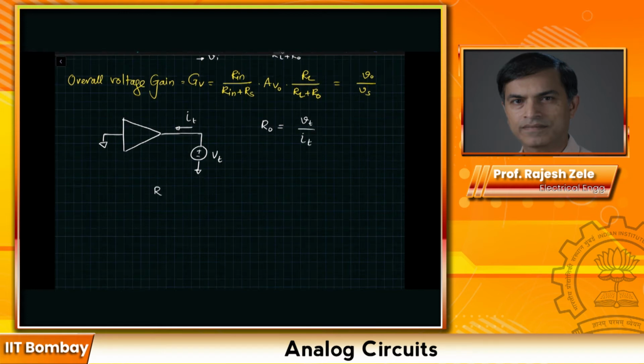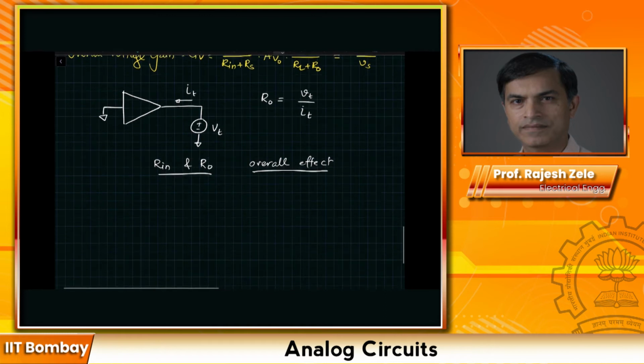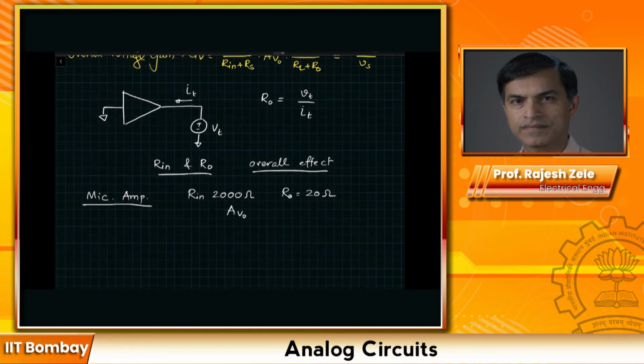So Rin and RO are going to have an important effect on the overall gain, and we should never miss them. Let me go through an example with you so that you will understand the importance of these parameters. Let's say we have a microphone amplifier with Rin of 2000 ohms and Rout of, let's say, 20 ohms, and voltage gain AV0 is given to be 10. So we expect this amplifier to provide a gain of a factor of 10. Let's see what happens when we put in the details.